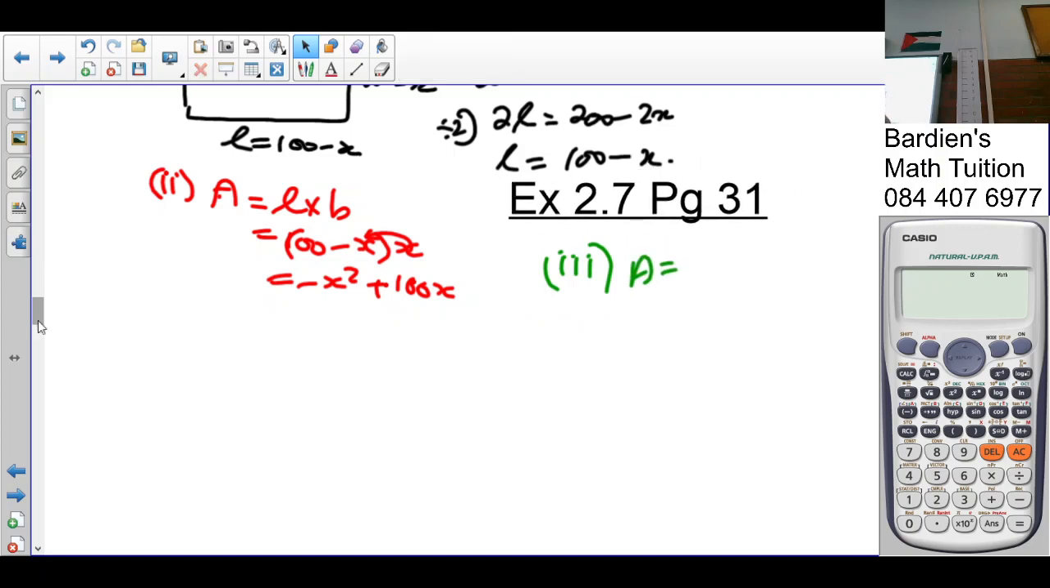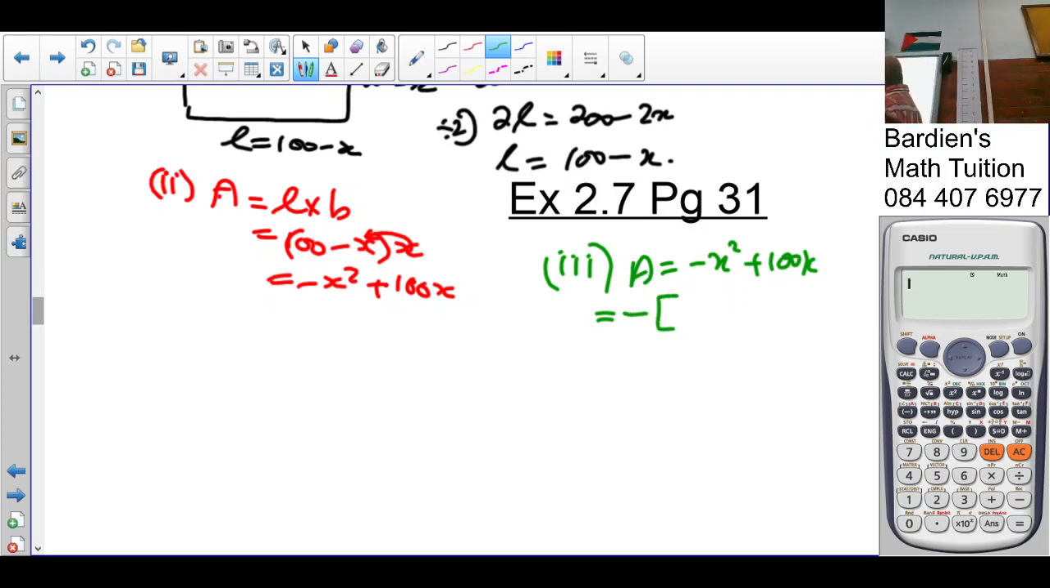So we're going to complete the square. There's negative x squared plus 100x. So what do we do first in pursuit of completing the square? Negative out the common factor, yes, and then x squared minus 100x. Okay? You all agree with that?